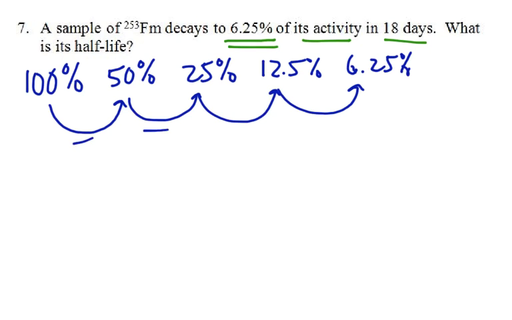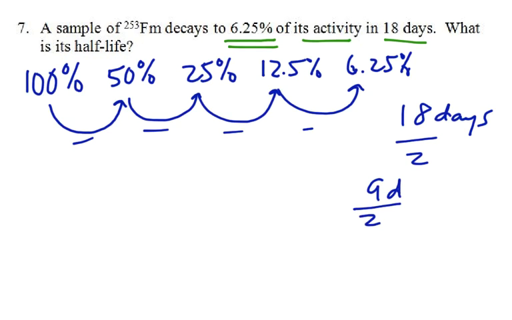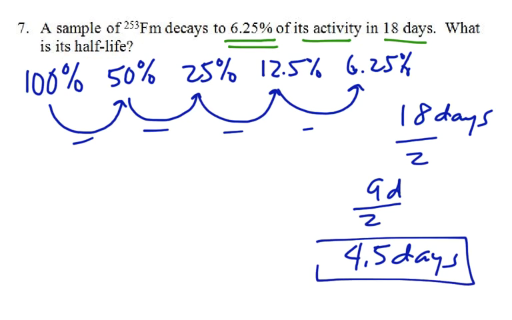So we can see we have 1, 2, 3, 4 half-lives is 18 days. So what's one half-life? Well, if I divide by 2, then I get 9 days. And if I divide that by 2, then I'm going to get 4.5 days. And that's my half-life. Or I could have just done 18 divided by 4.